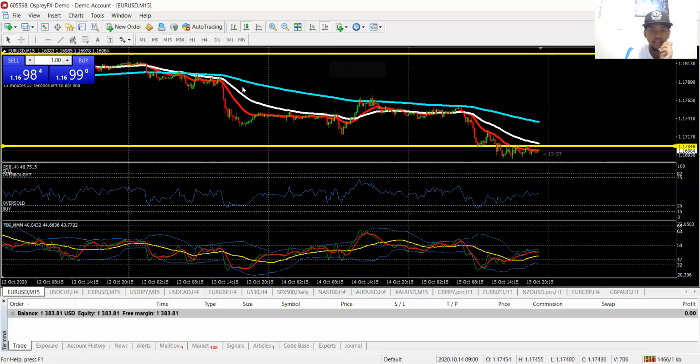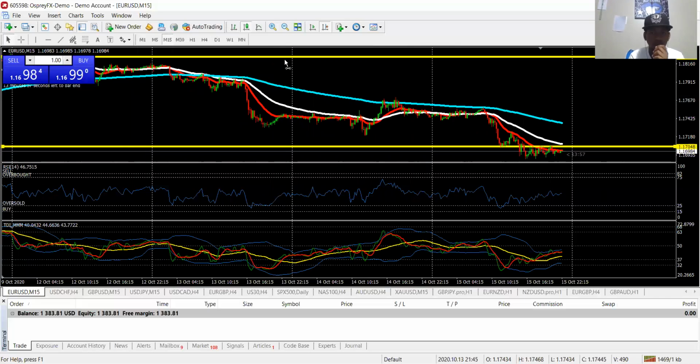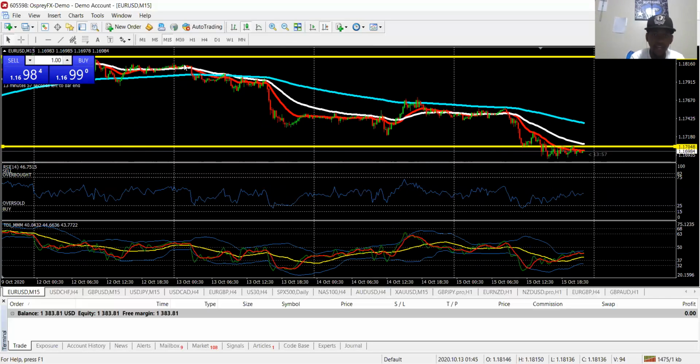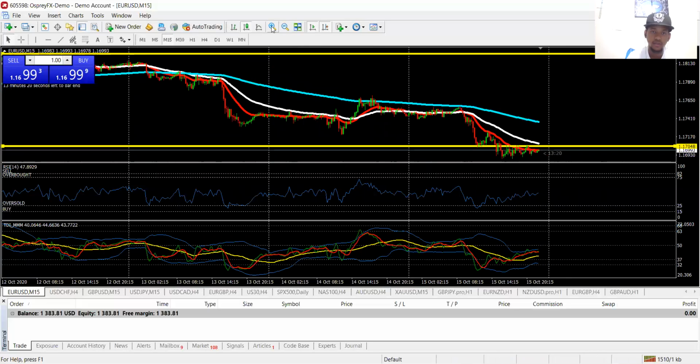Okay, so when did this break? You see how my red is my 20, by the way. So when my red crossed my 50 and 200 on the M15, and you see this gap right here, this lets you know that Euro USD is about to continue down. Okay, let me zoom in a little.